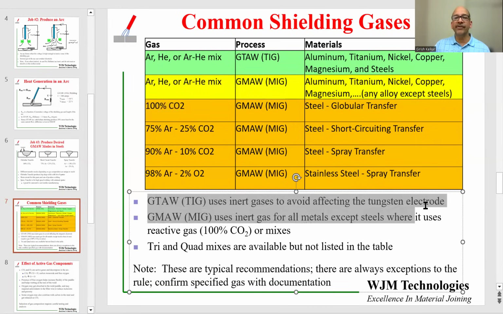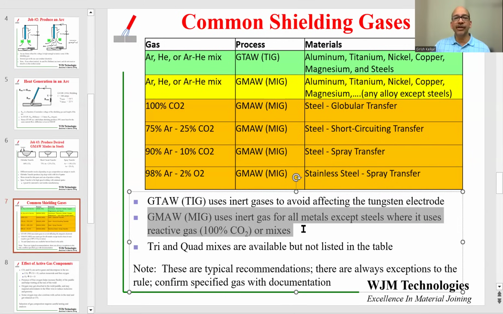The reason why we only use inert gases for TIG welding for all metals is because the TIG welding uses a non-consumable tungsten electrode. And we do not want the tungsten electrode to be affected by these active gases such as CO2 or oxygen. And that's why tungsten or GTA, TIG welding, is always done with an inert gas mixture.